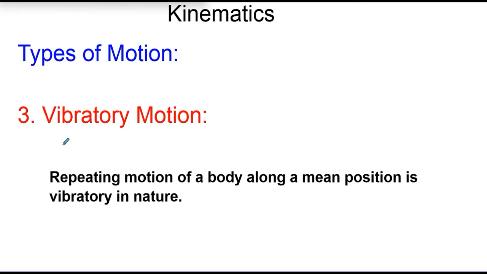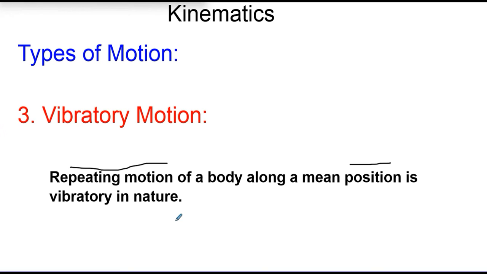Now let's move to the third type of motion, and it is vibratory motion. What is vibratory motion? This is repeating motion of a body along a mean position. So if a body is repeating its motion, and usually that repetition is along a mean position, it goes to one side of the mean position and then it goes to the other side, and whenever it changes its side, it always passes the mean position.